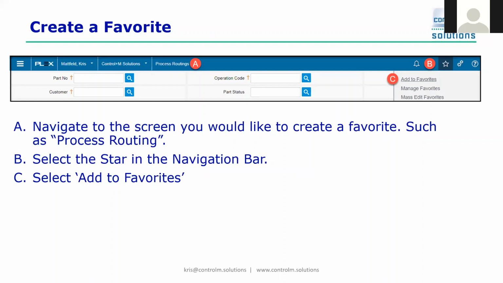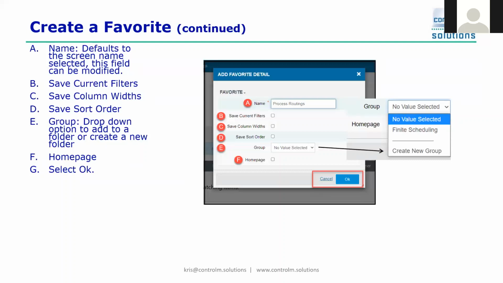Once I click on add to favorites, you're going to have another screen pop up. In this screen, the first field that you see is the name. You have the opportunity to change that name if you like. Then there are 3 checkboxes, and the purpose of those is, as you're setting up the screen you were just in for the process routings, I could have set up my filters, how I wanted them to come in, set my column widths, and also set my sort order. If you want to keep that as you come into the screen, that's how you select those checkboxes.